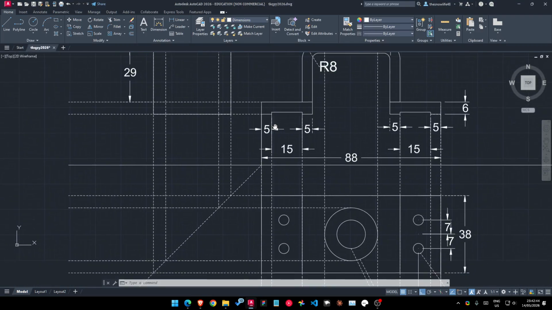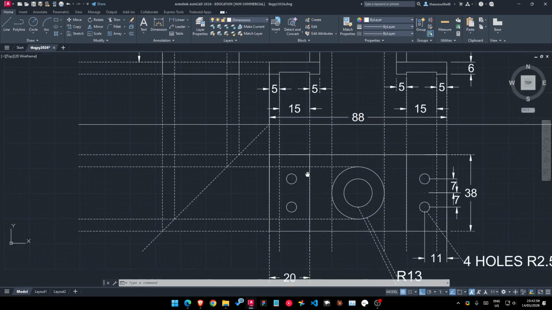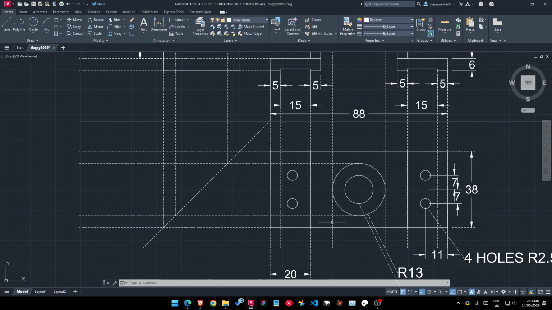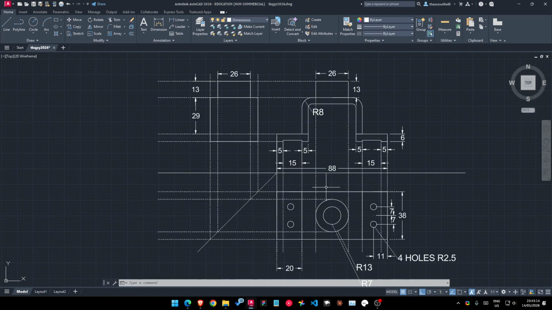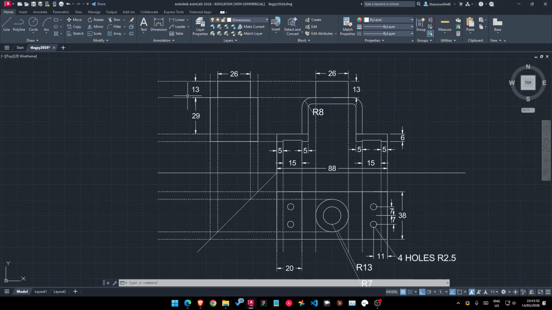And after this, the main 45, and extend these, project these, and wherever these meet, you have to trace it. This 45-degree line is super important. So the right hand side view we got on the left side. This is the front view and this is the top view.